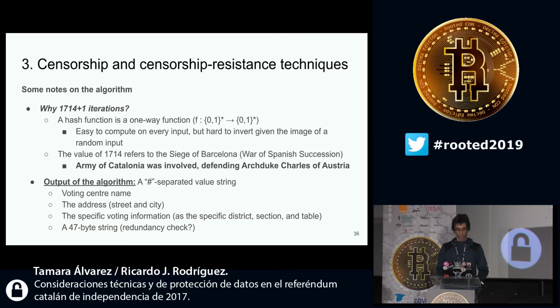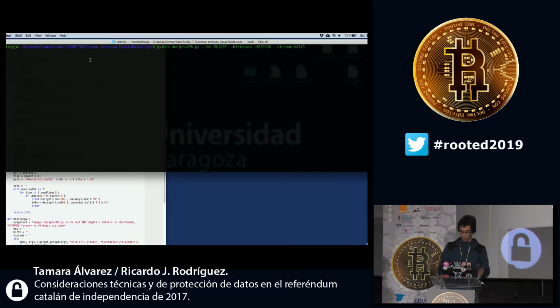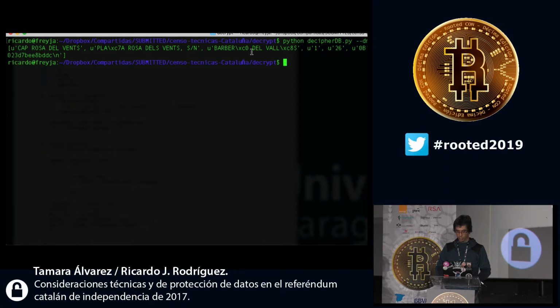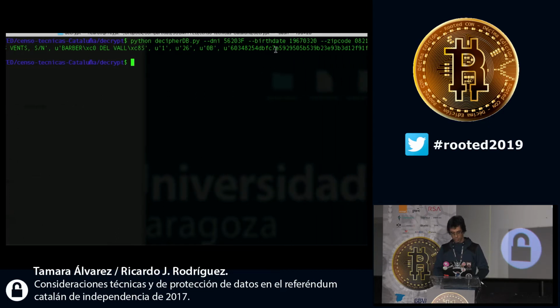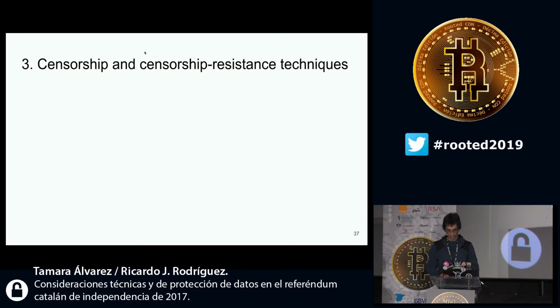The output of what I was saying was a string of values separated by this symbol: the voting center name, the address, the specific voting information, etc. I don't know what the rest is. If somebody here knows what it is, I'd be delighted to find out. And here you have an example of a person who has given me the data. I have express consent. I have the Python script, and here we see where I had to vote, and this string that I'm not sure what it is. Probably for the checking of a redundancy.